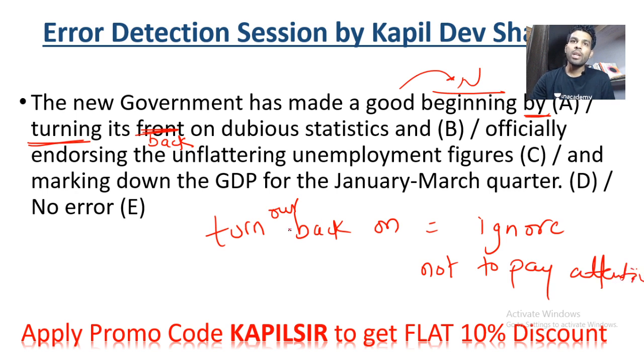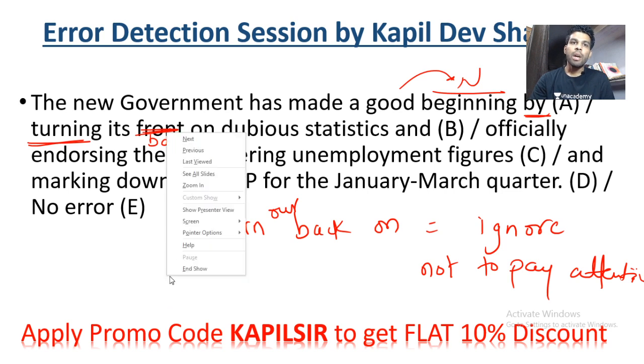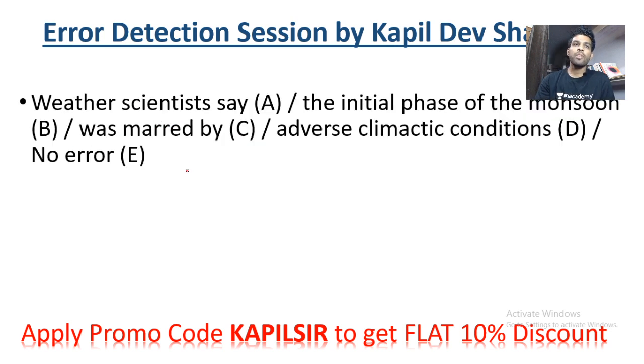Okay, now go ahead quickly. I have lack of time. It's already been 40 minutes. A couple more statements from your side, we are going to finish it. Weather scientists say the initial phase of the monsoon was marred by adverse climatic conditions. Exactly, Chirag. Dubious means doubtful. Weather scientists say, quickly.